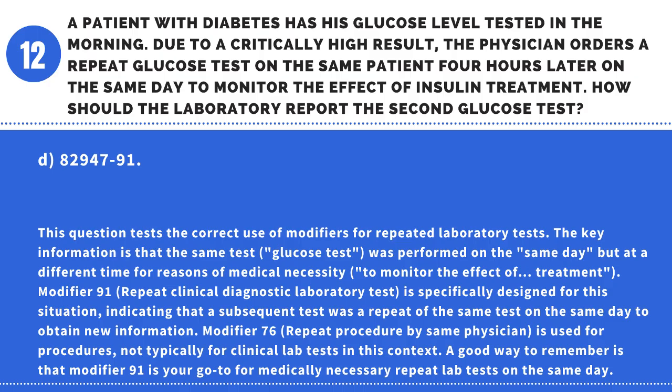82,947 to 91. This question tests the correct use of modifiers for repeated laboratory tests. The key information is that the same test, glucose test, was performed on the same day but at a different time for reasons of medical necessity, to monitor the effect of treatment. Modifier 91, repeat clinical diagnostic laboratory test, is specifically designed for this situation, indicating that a subsequent test was a repeat of the same test on the same day to obtain new information.